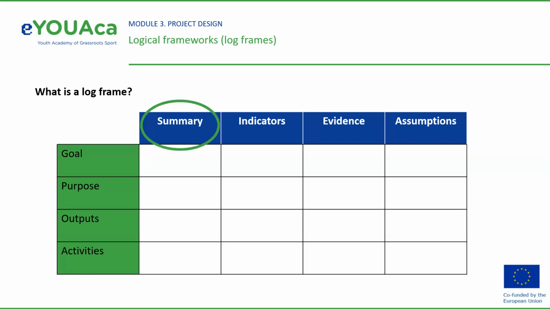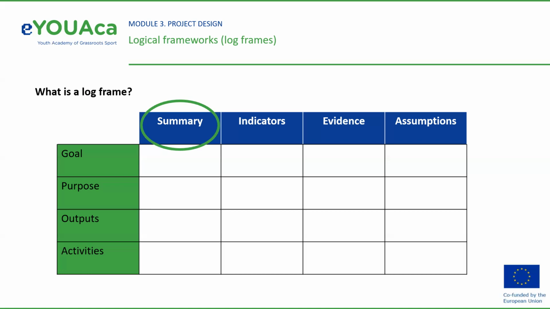Let's focus on the various parts of the matrix. The summary column outlines the project's objectives, what we want to achieve and how. There are many different words that describe different types of objectives. We use the term objective as a general term for a desired change. In the log frame, the summary separates out the different levels of objectives to form a hierarchy of objectives and uses special terms to refer to each level.